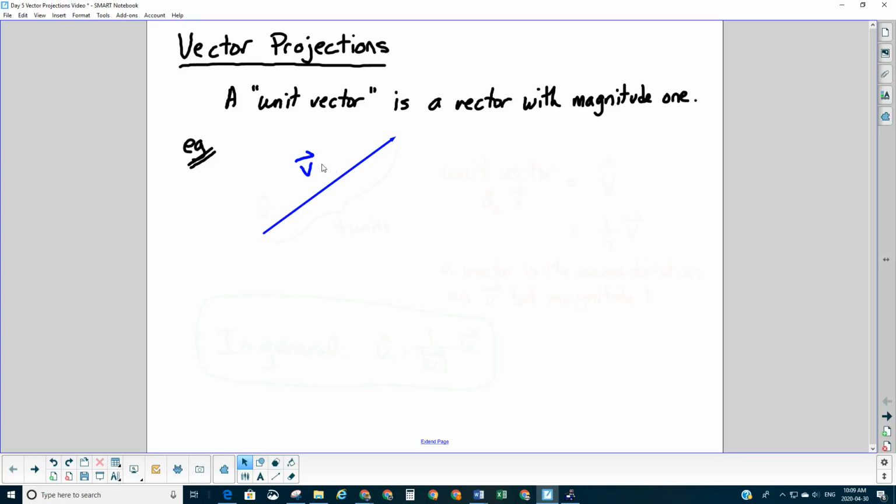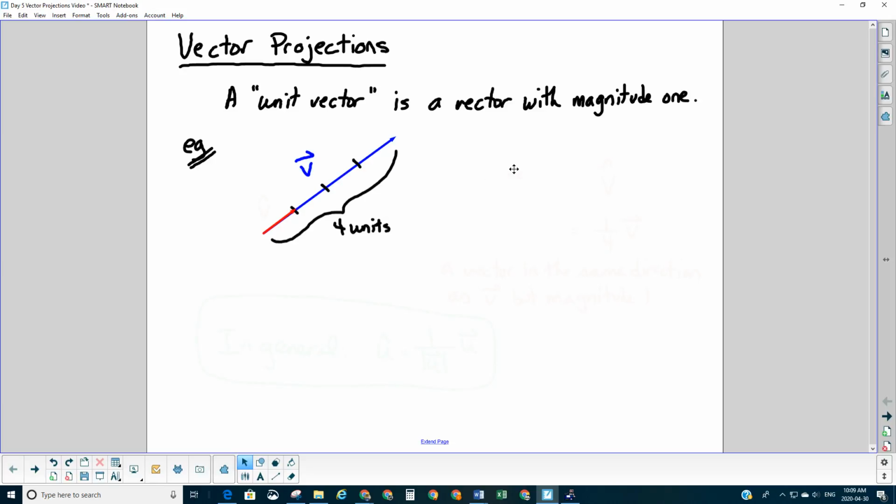So let's look at this example. Pretend I've got a vector here and I've decided it's 4 units long. That could be 4 meters per second, 4 kilometers, whatever. Okay, it's 4 units long. A unit vector would be one that's in the same direction, but only 1 unit long. So if I broke this up into the 4 chunks, this little part would be a unit vector.